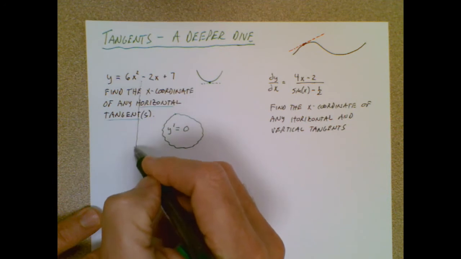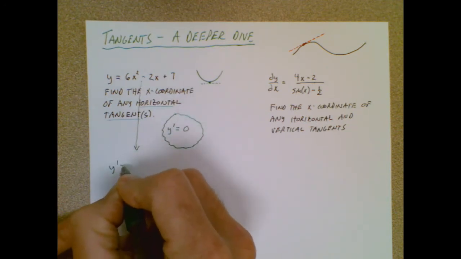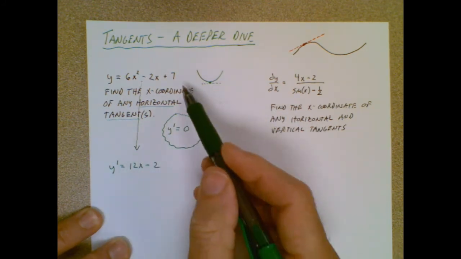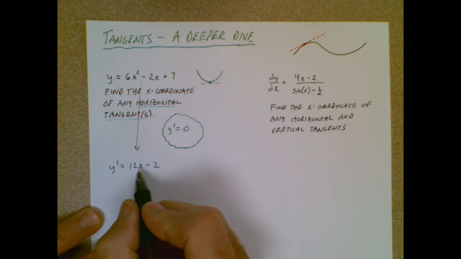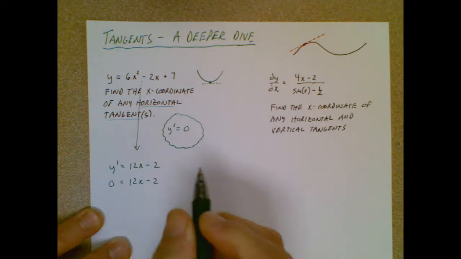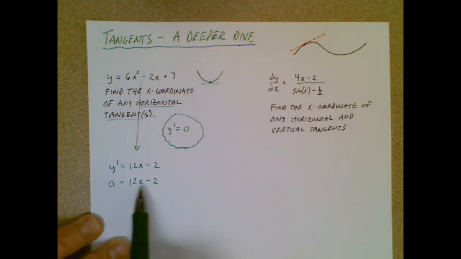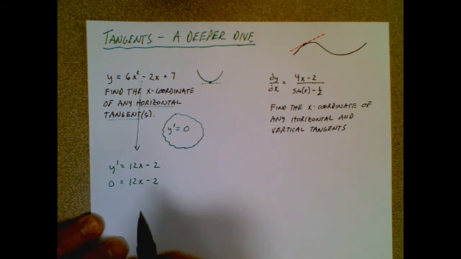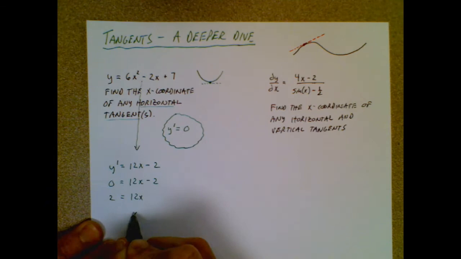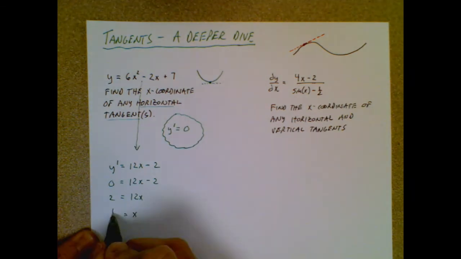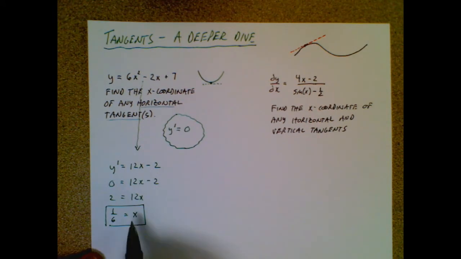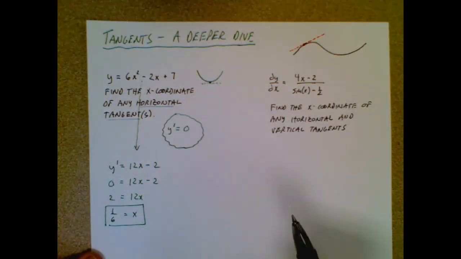I'm going to just take that derivative, and you know the power rule, so 12x minus 2, the derivative of a 7 is a 0. So there's my derivative, and I want to set my derivative equal to 0. So this is math talk for my slope is equal to 0, or in other words, horizontal tangent. Now I solve for x, that's going to be darn easy. x is 2/12, so I'm going to reduce to 1/6. So at x equals 1/6, I have this phenomenon happening.